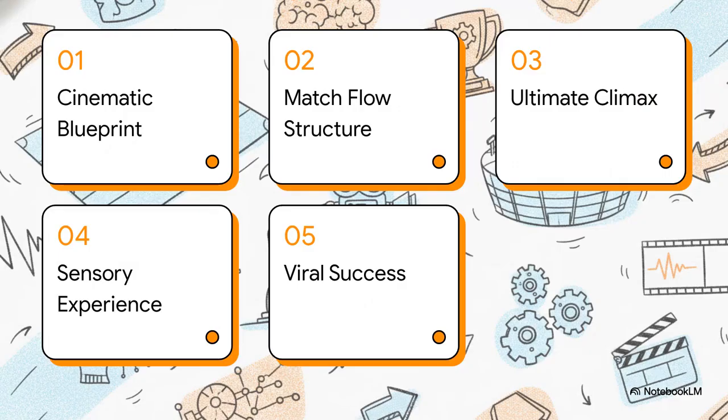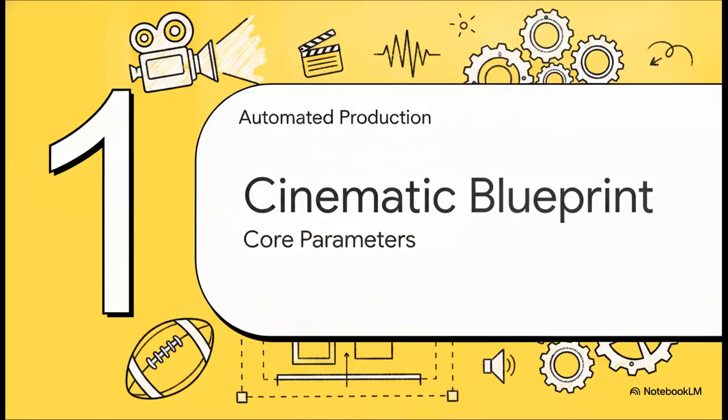So, to really understand how this prompt engineers emotion from start to finish, we're going to break this recipe for glory down step by step. We'll cover the cinematic football blueprint, structuring the match flow, building the ultimate climax, crafting the sensory experience, and finally, optimizing for viral success. First up, the cinematic football blueprint.